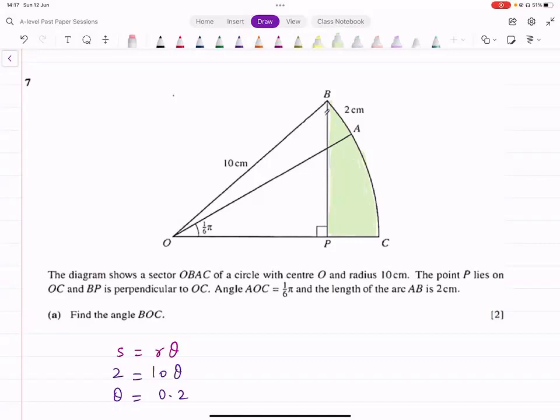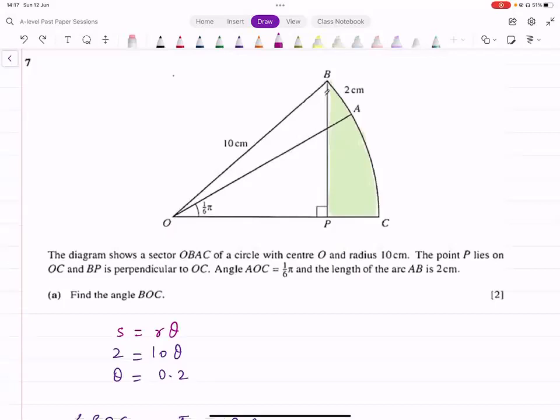Okay, so you need to find the area of the shaded region. What we can do is describe this area first. Basically, this area represents the area of the sector, the area of this complete figure, minus the area of this triangle, right? So we just find the area of the sector and subtract from that the area of the triangle. Let's do that. We can use the area of sector formula first.